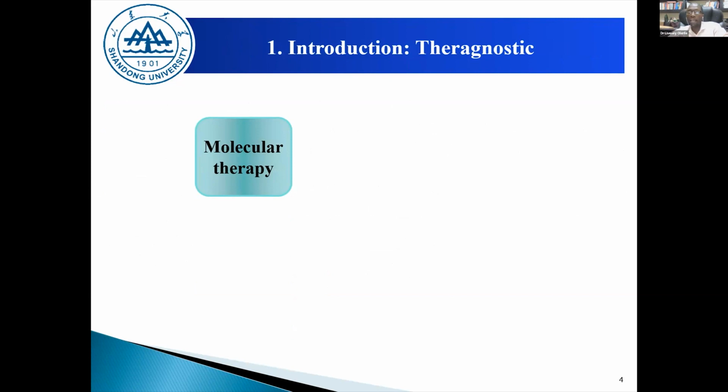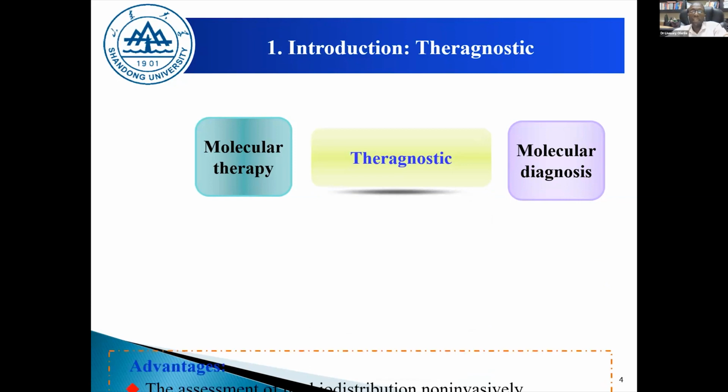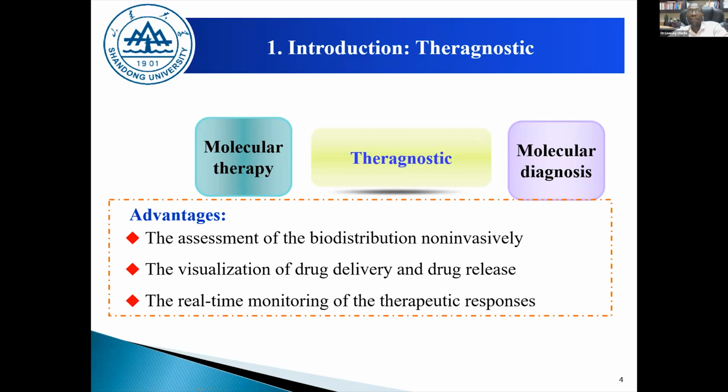Which is kind of a therapeutic agent. And then you also have what you call a diagnostic agent, right? So the therapeutic agent is the one that gives molecular therapy. And then the diagnostic agent is the one that gives molecular diagnosis, right? This is what the term diagnostic, the way diagnosis is all about, right?